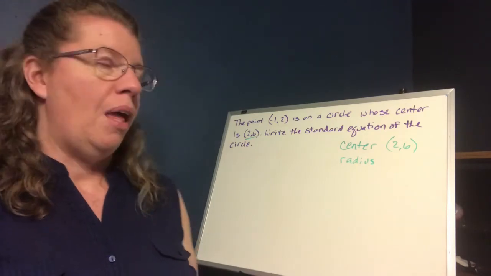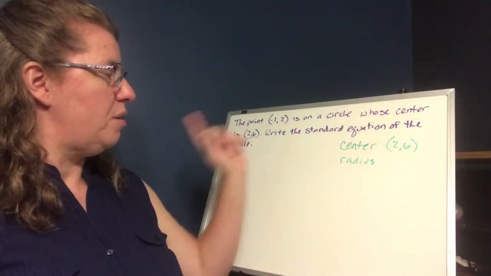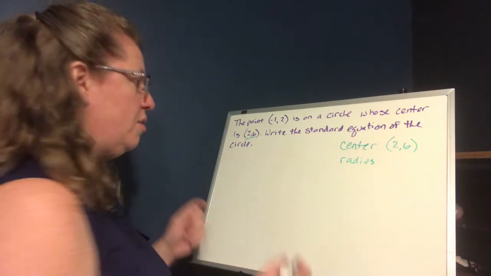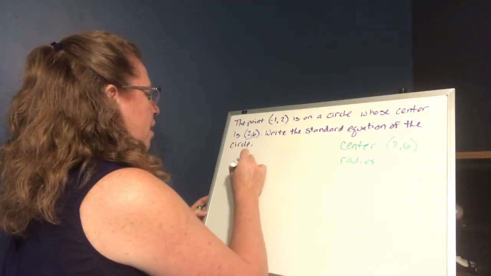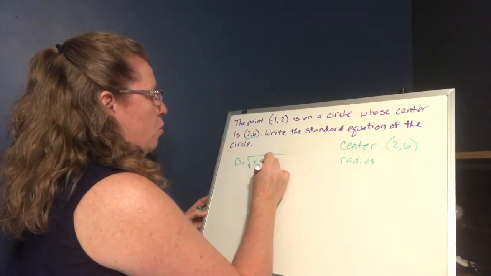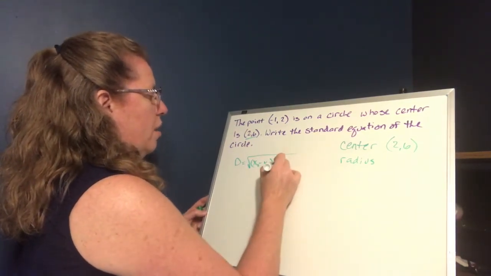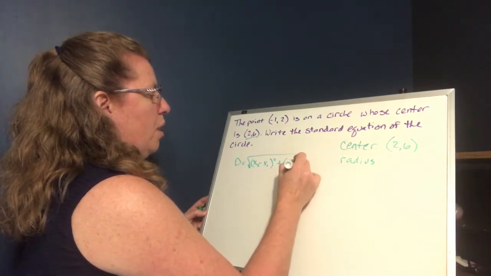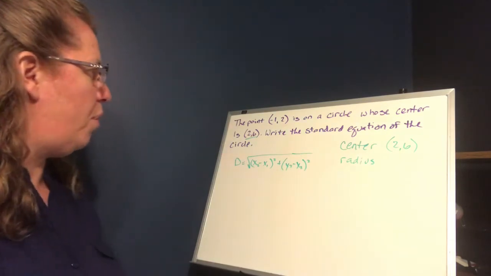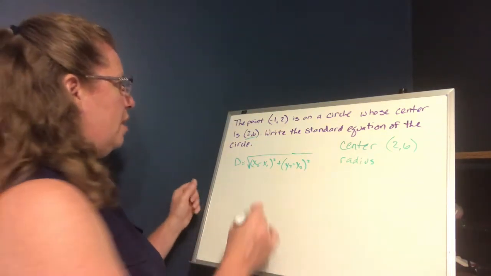our radius. Now, since we're graphing, these are points on a graph, the distance between the 2 points is going to be our distance formula. So let's pull that back out from earlier today. The square root of (x2 minus x1) squared plus (y2 minus y1) squared. Let's fill these in.